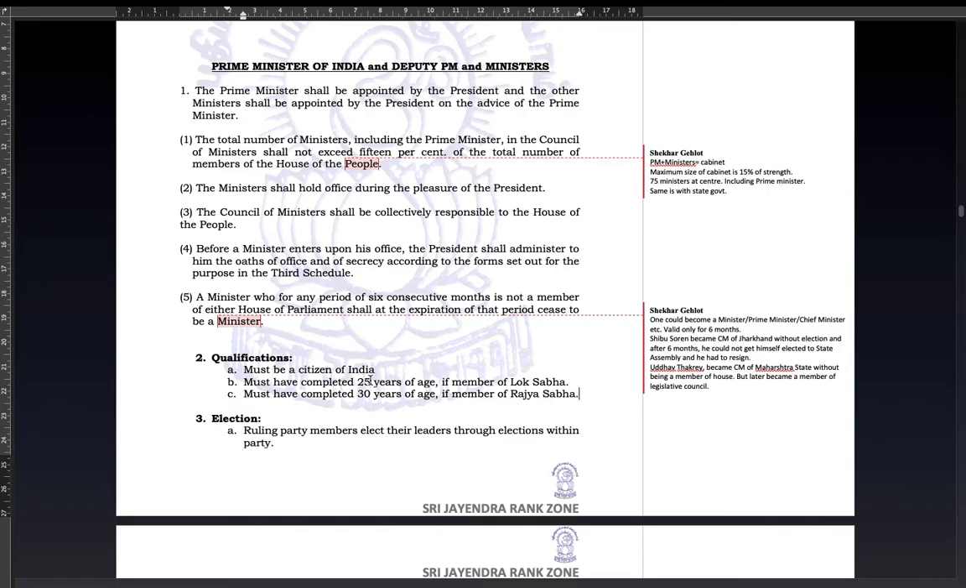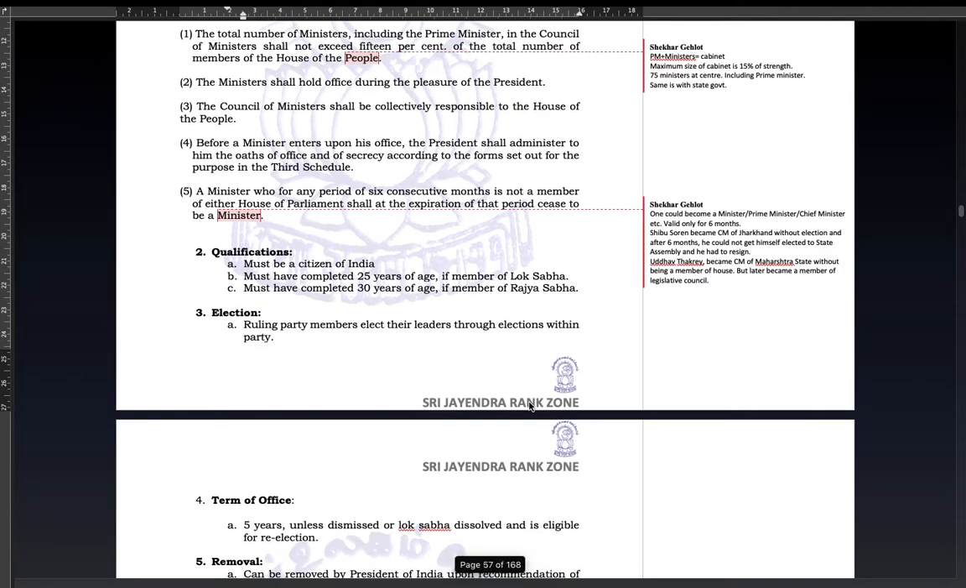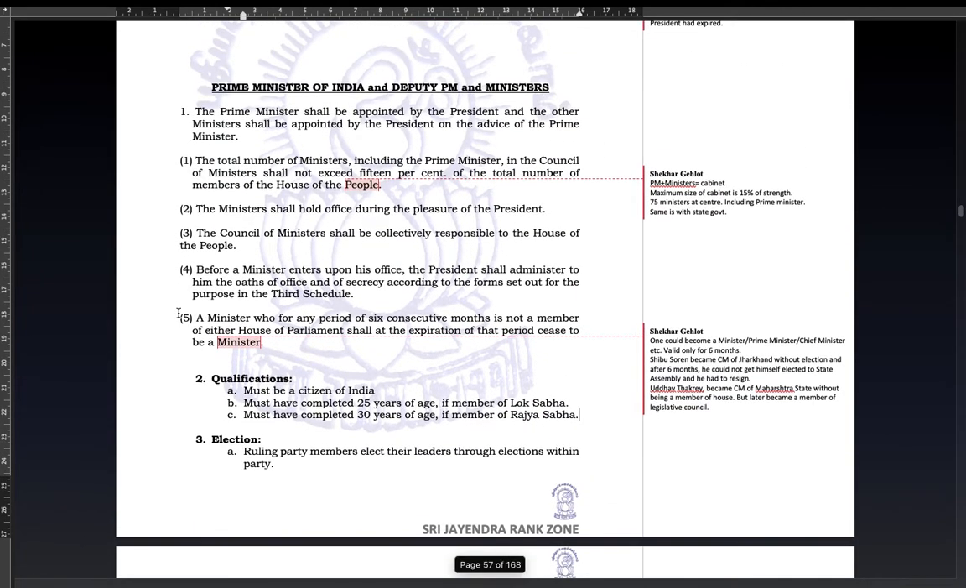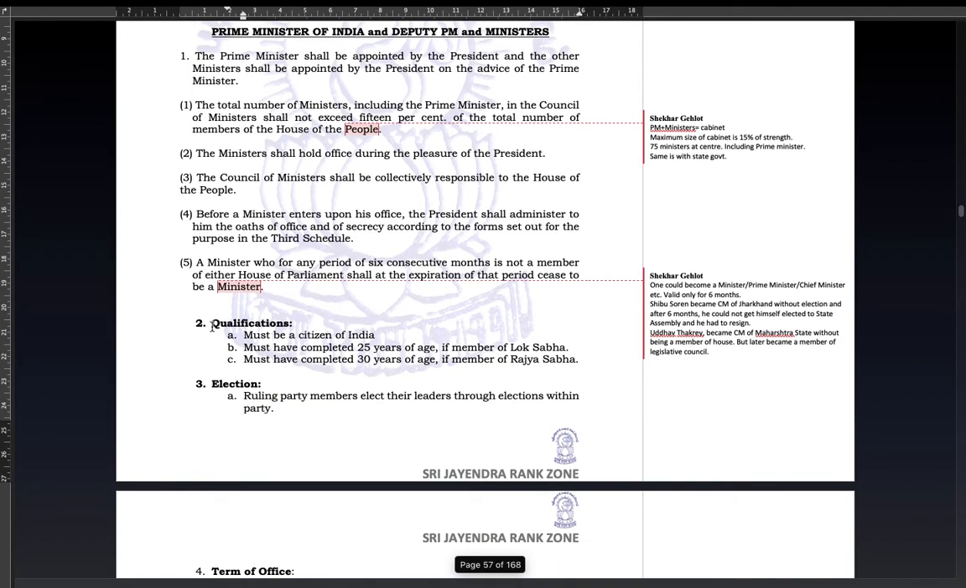So there are not many qualifications for PM or Deputy PM or ministers. No educational qualification as such. Only that he should be a citizen of India, and he should be 25 years if he is a member of Lok Sabha. He should be minimum 30 years if he is coming from the Rajya Sabha, like Dr. Manmohan Singh.